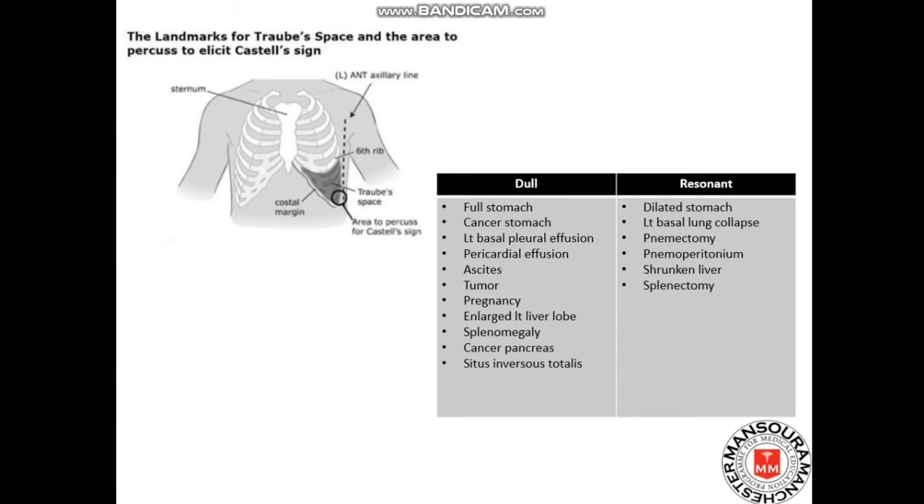Normally it is resonant Traube's area, and when there is dullness in this Traube's area, it means abnormality. Causes of dullness of Traube's area: full stomach, cancer stomach, left basal pleural effusion, pericardial effusion, ascites, tumor, pregnancy, enlarged left liver lobe, splenomegaly, cancer pancreas, situs inversus totalis. The causes of resonant Traube's area: dilated stomach, left basal lung collapse, pneumonectomy, pneumoperitoneum, shrunken liver, and splenectomy.